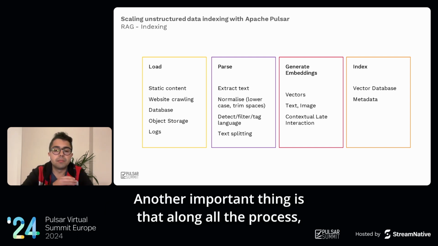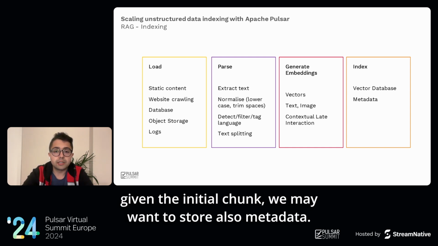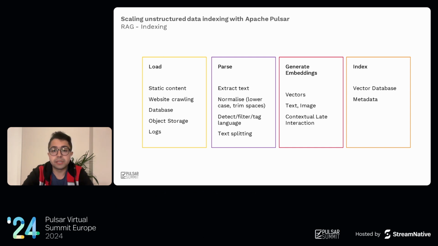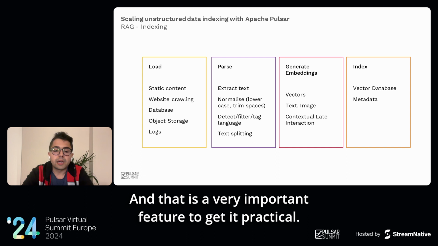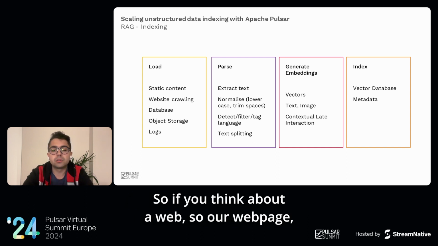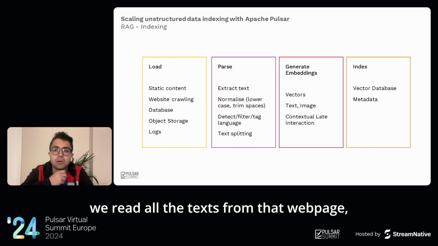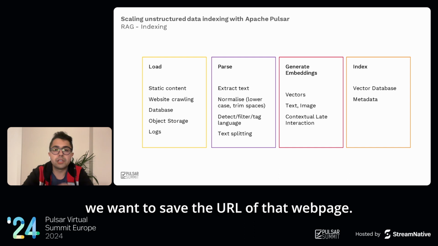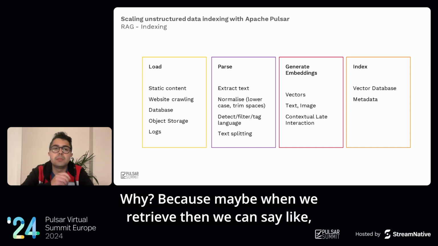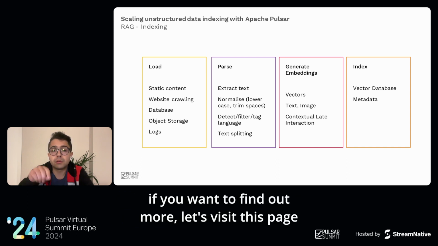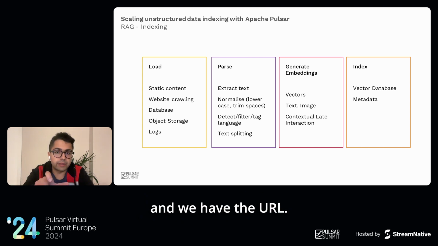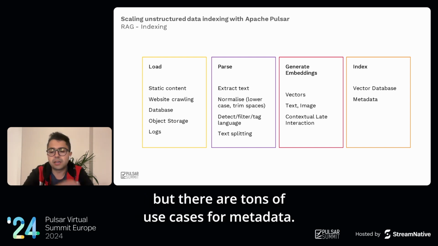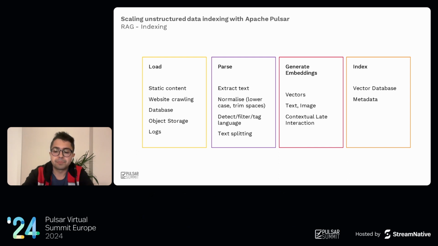Another important thing is that along the whole process, given the initial chunk, we may want to also store metadata. And that is a very important feature to make it practical. So if you think about a web page, we read all the text from that web page. Maybe we generate 10 chunks. For each chunk, we want to save the URL of that web page. Why? Because when we retrieve, we can say, if you want to find out more, let's visit this page. And we have the URL. This is a very practical example, but there are tons of use cases for metadata.